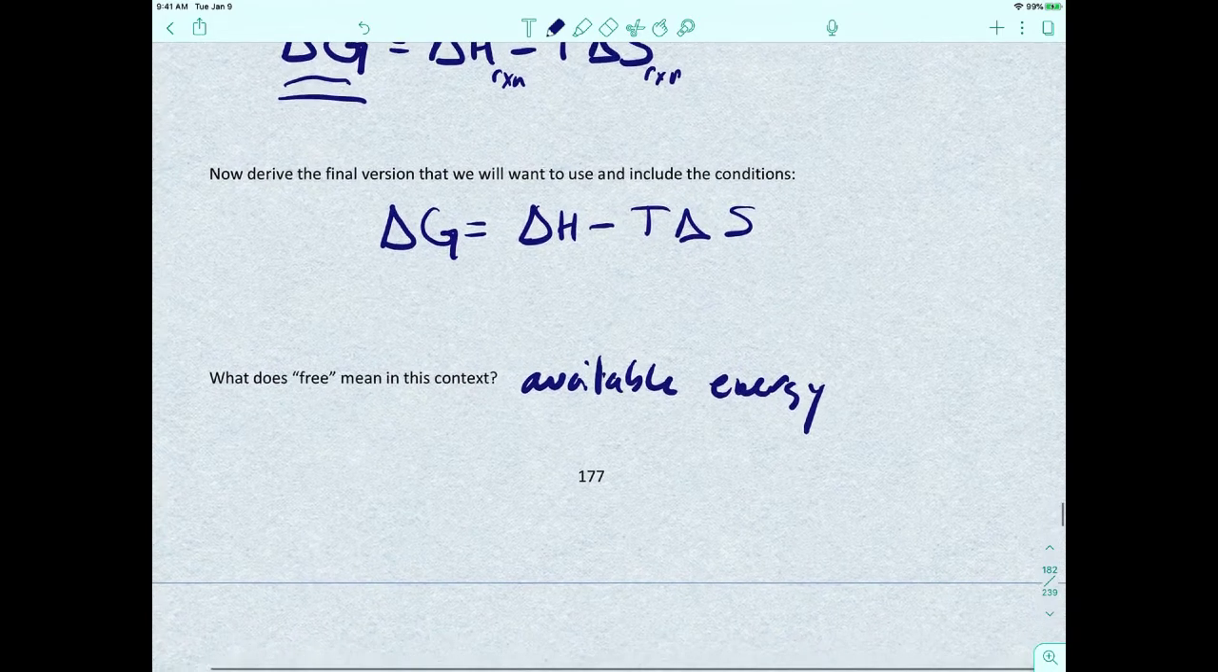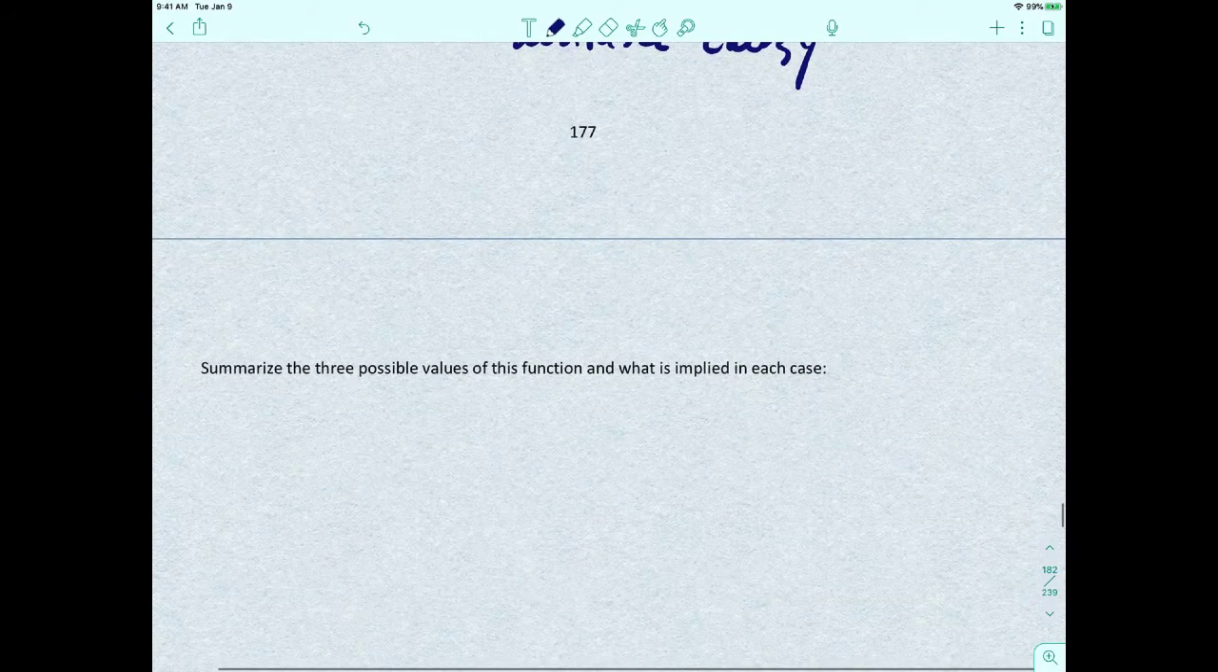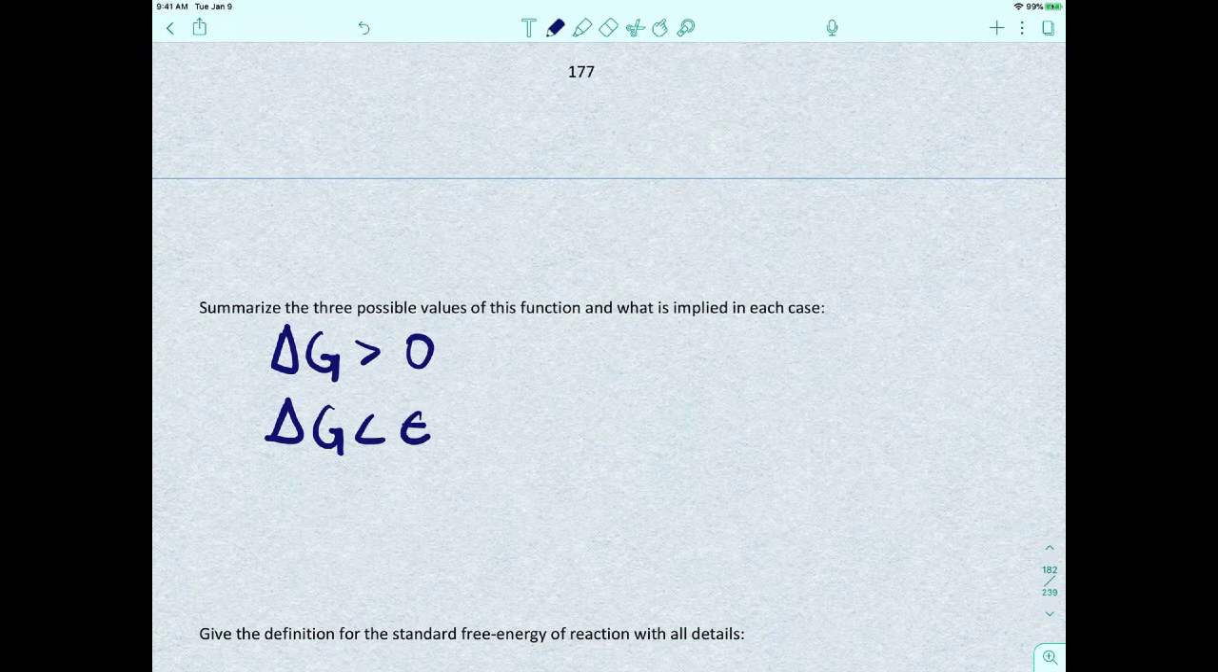All right. Now, we interpreted delta G. If you guys remember way back when we talked about solutions, we interpreted delta G in 3 different scenarios. We said that delta G was greater than 0, delta G was less than 0, and then delta G was 0.